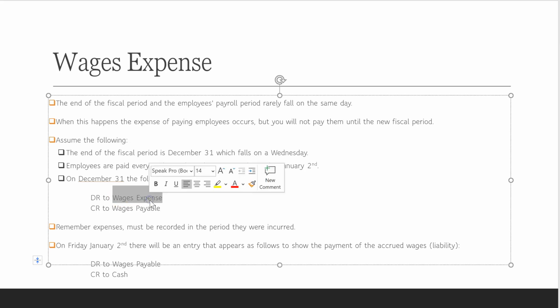Because remember, expenses, I said it before, I'm going to say it again, need to be recorded in the period they were incurred. Okay, for this one, the period ends December 31st, so we must record that expense there. It's not an expense on January 2nd. All right, so let's look at an example.